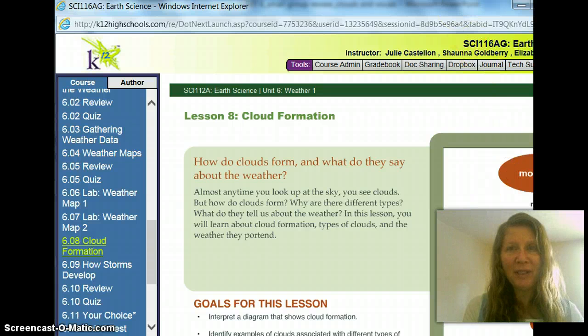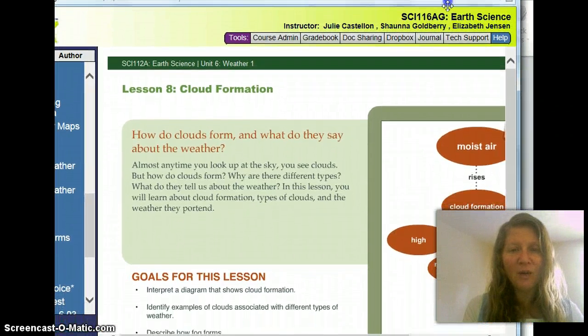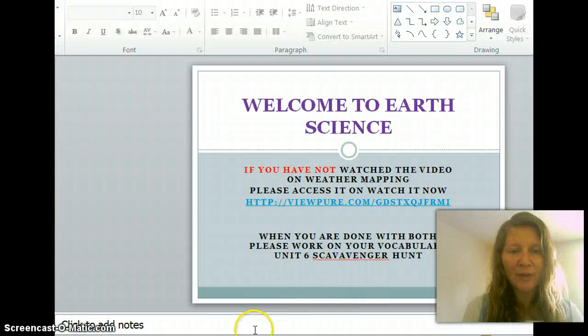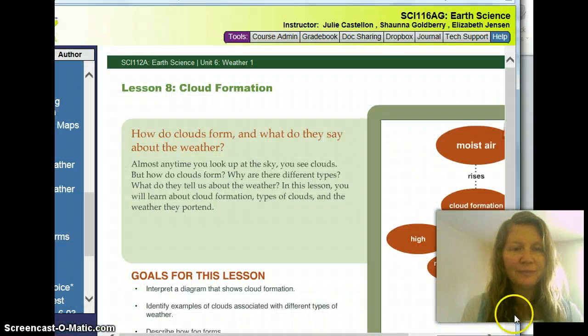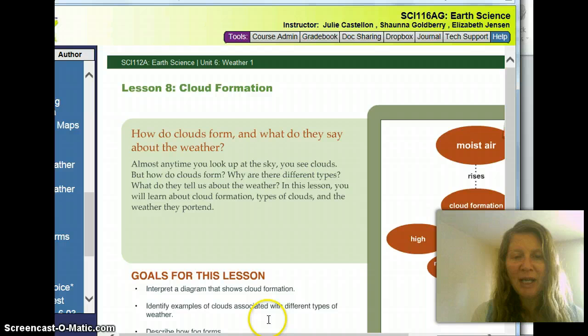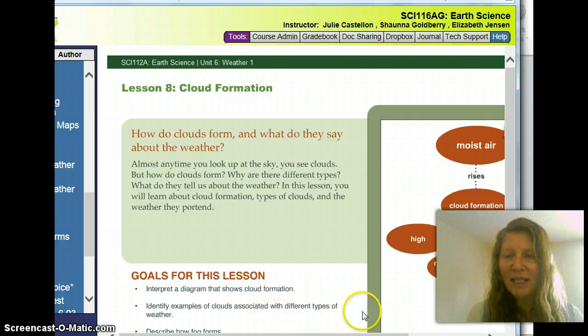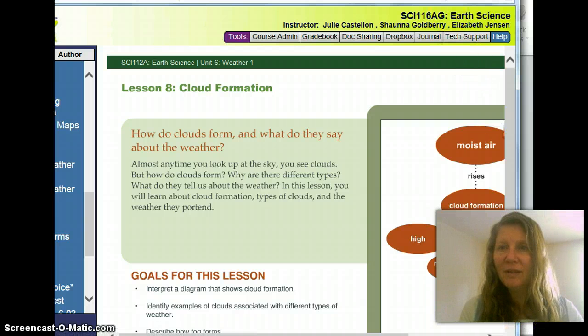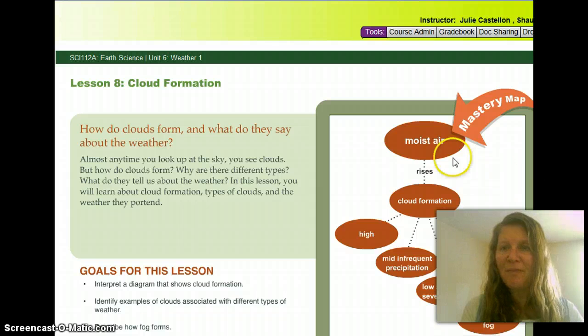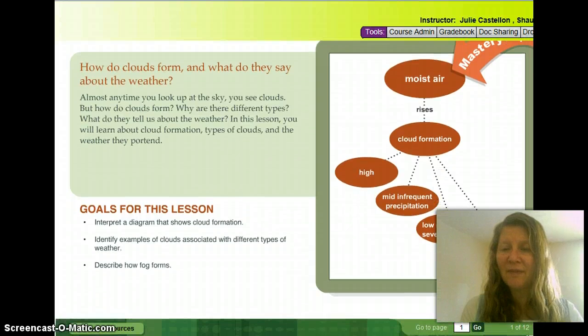Now, the information here that you primarily want to focus on are the goals for this lesson, which are interpreting a diagram for cloud formation and also identifying examples of clouds associated with different types of weather and predicting how they might form. The mastery map is also a great goal. Remember, moist air rises, you have cloud formation, and then, based on the atmospheric column in the troposphere, you have different altitude types of clouds. That's the main focus of the class, understanding how cloud formation is based on altitude.